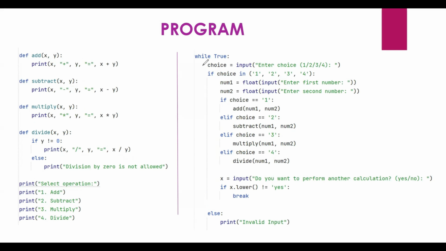Okay. After that, I'm adding the while loop. While True means it's kind of like a forever loop, right? So inside the while loop, I'm accepting the user input. I have written choice is equal to input, enter the choice 1, 2, 3, or 4. So it will be looking like this.